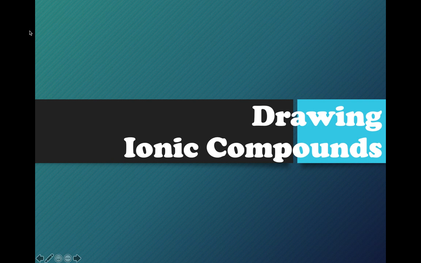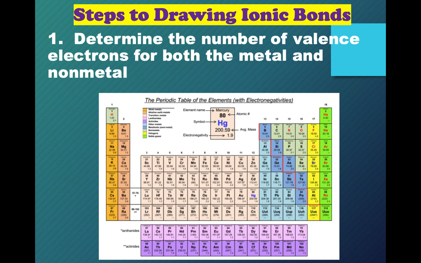All right, so this is the second part. The little simulation was to serve as an introduction to how we draw ionic compounds. So we're going to go through the 5 steps of how you draw Lewis structures for ionic compounds. These are steps that you're going to want to have written down.